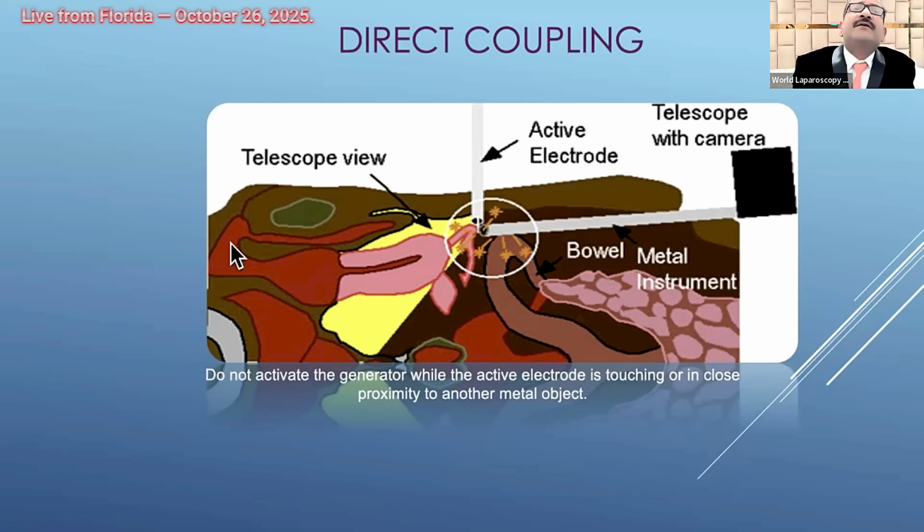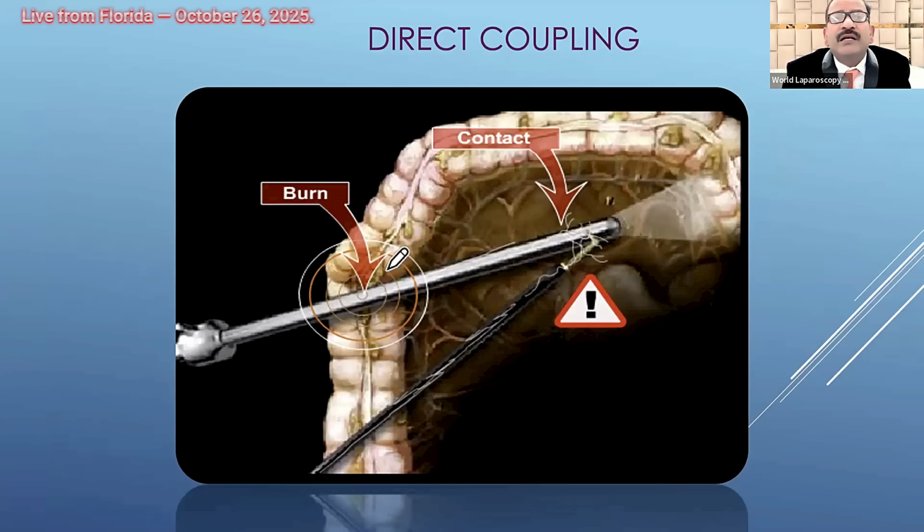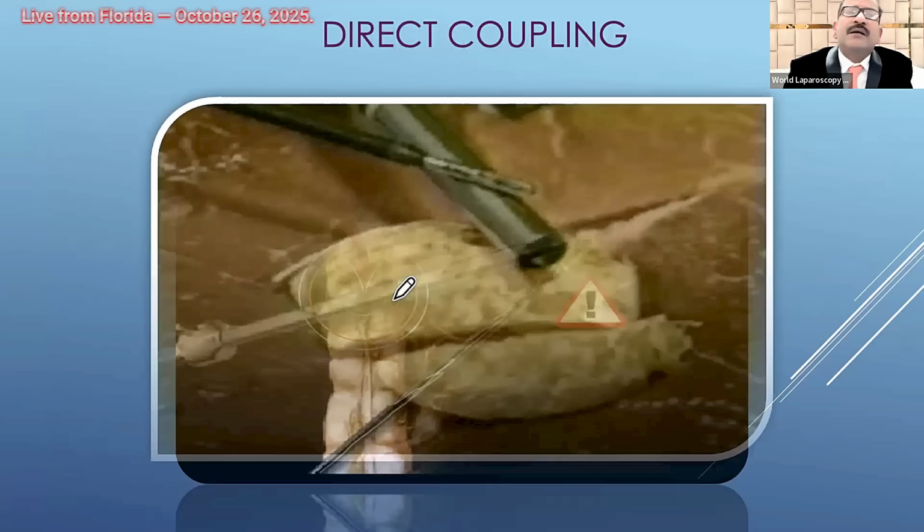Another problem is direct coupling. You should never bring any active instrument near the monopolar. Suppose you are using a hook, a Maryland, or a grasper, and you have any uninsulated instrument, like here it is a suction instrument, and this suction is touching the bowel, and the bowel will burn. That is called direct coupling. Direct coupling is a big problem that we should avoid. Sometimes your hook may touch the telescope and it can burn. There are a lot of examples of this type of direct coupling.